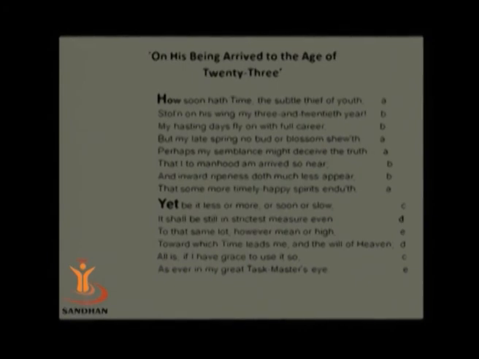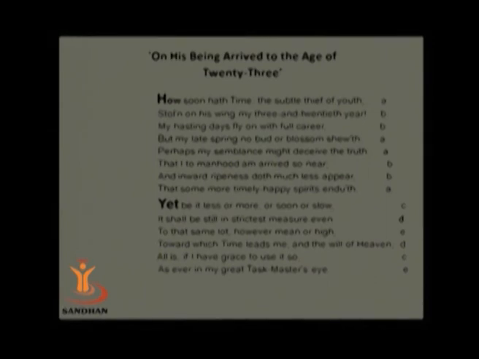all the laments for late maturity, yet, be it less or more, or soon or slow, it shall be still in strictest measure even to that same lot, however mean or high, toward which time leads me, and the will of heaven, as ever in my great taskmaster's eye. The 6 lines express a similar idea of consolation, and that is why it appears as one stanza.